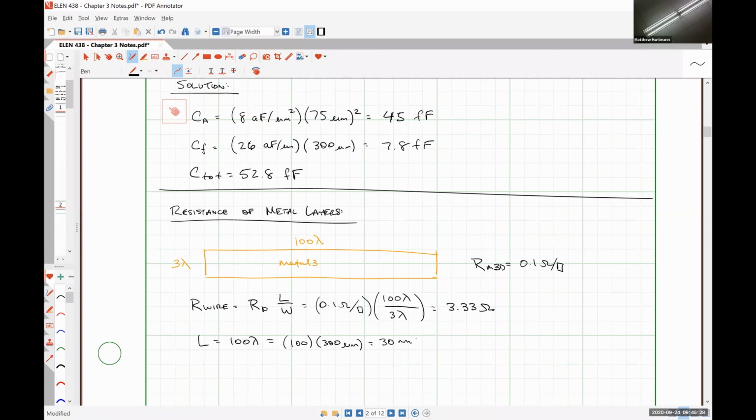But all of these things are based on the sheet resistance, right? In order to make this have a lower resistance, we need to effectively minimize the number of squares. So if we made it wider, so instead of making it 3 lambda wide, we made it 6 lambda wide, we should see that the resistance cuts down by a factor of 1/2.